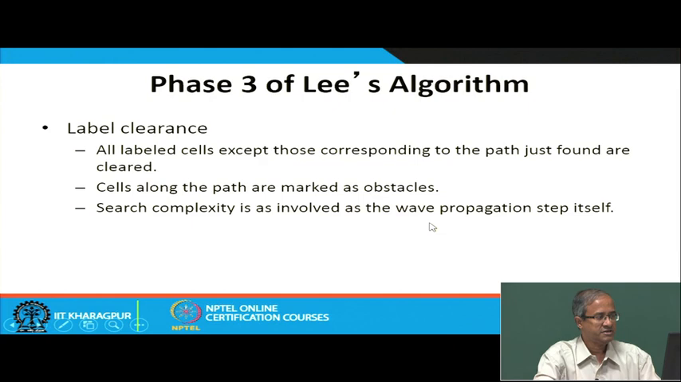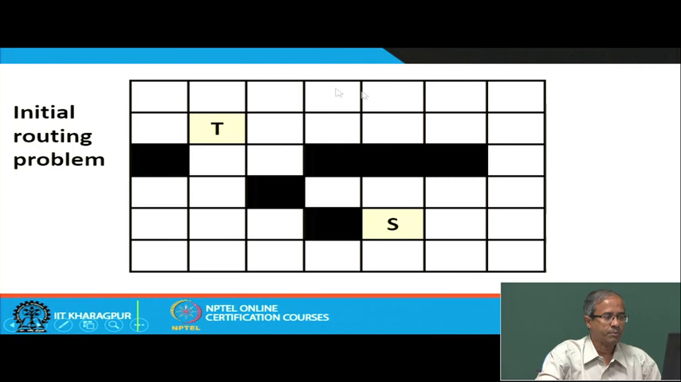So, let us try to work out an example. Let us take a problem instance like this, where I have a set of grid cells, 6 rows and 7 columns. Some of the cells marked in black are already filled up, they are obstacles, you cannot use them for routing. This is your source, this is your target, and you have to find a path from the source to the target.